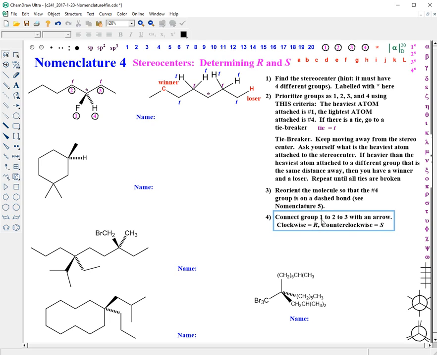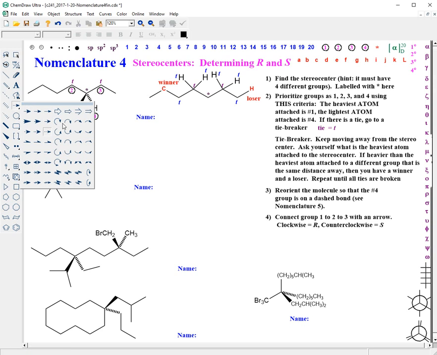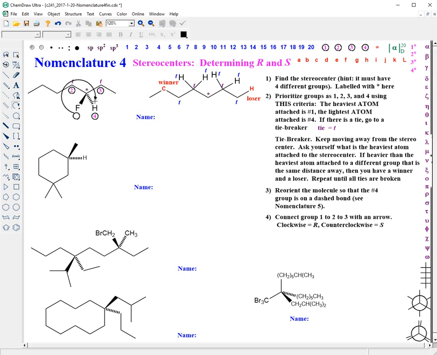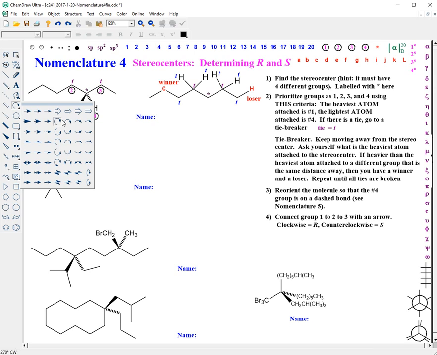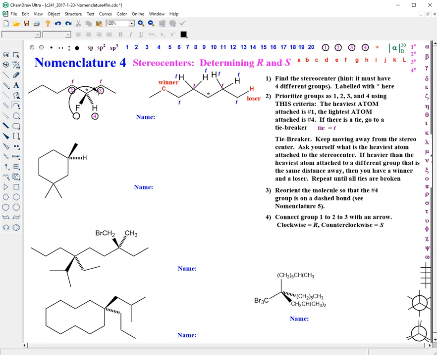We're going to connect group 1 to 2 to 3 with an arrow and then look at it from there. I have some curved arrows here. 1 to 2 to 3, a little too curvy. There. 1 to 2 to 3. In our final part, ask yourself the question, is that arrow clockwise or counterclockwise? The answer is clockwise. Equals R.